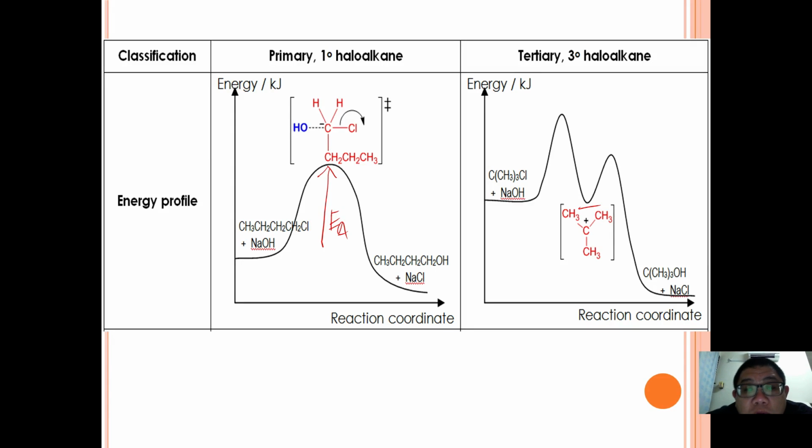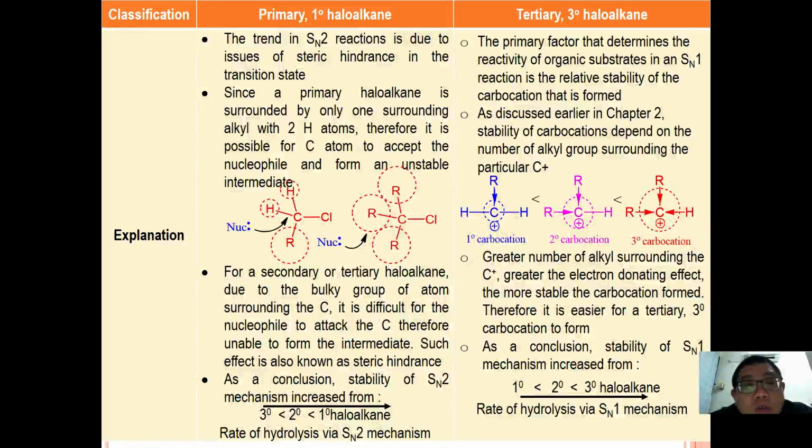Okay, so now we have to know why a primary haloalkane loves to undergo the SN2 mechanism, while a tertiary haloalkane loves the SN1 mechanism. Here I explain. The trend of the SN2 mechanism is due to steric hindrance in the transition state. A primary haloalkane is surrounded by only two hydrogen atoms. Therefore, it is possible for the carbon to accept a nucleophile attack and form the unstable intermediate.